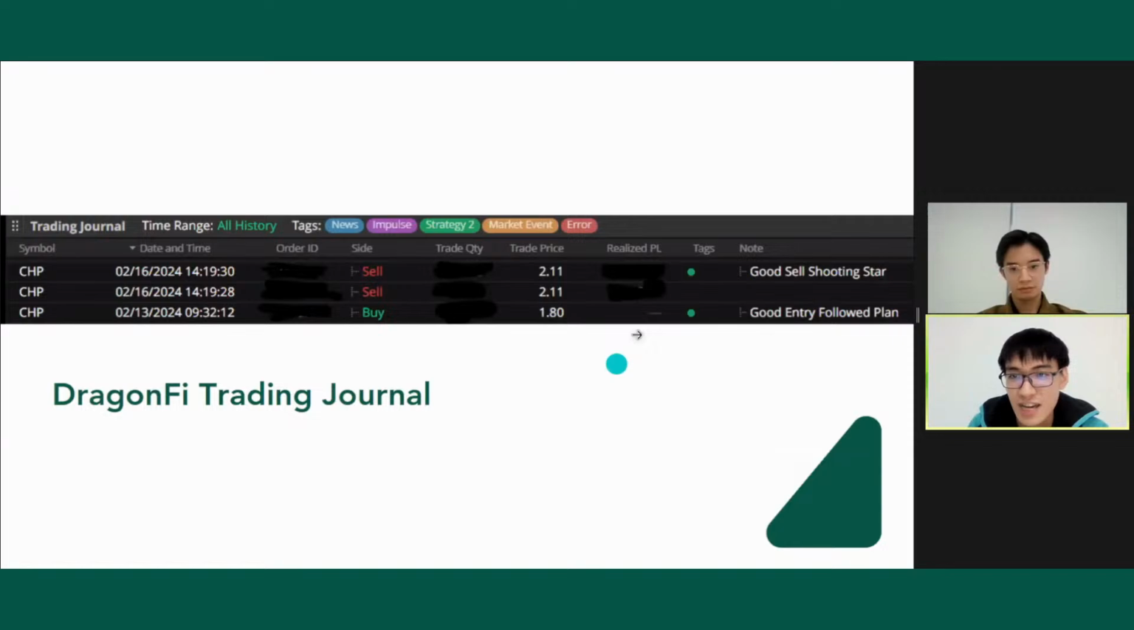So if you just want to write mental notes per execution, you can put it here. Sample here, CHP, if you bought, you can add a note, good entry, or if you did a good sell, you can put a note, good sell, then whatever note you have. This also works if you just want to jot down what you were thinking at that time. So I highly recommend using the DragonFi Trading Journal. Then you can also put tags. For example, you can put what your strategy was, or was it a news-driven trade? Was it an impulse trade? Or this was an error lang or something. So you can put some tags here.